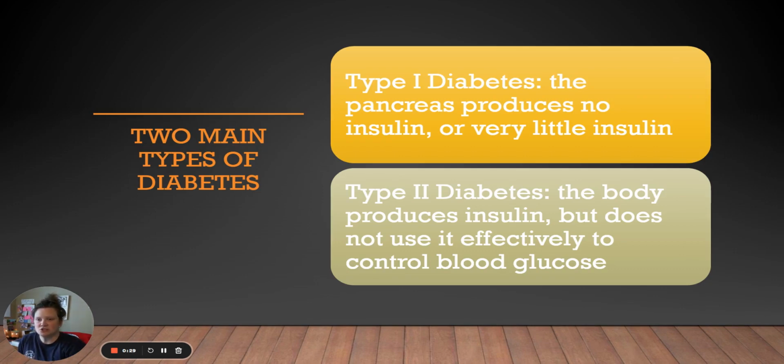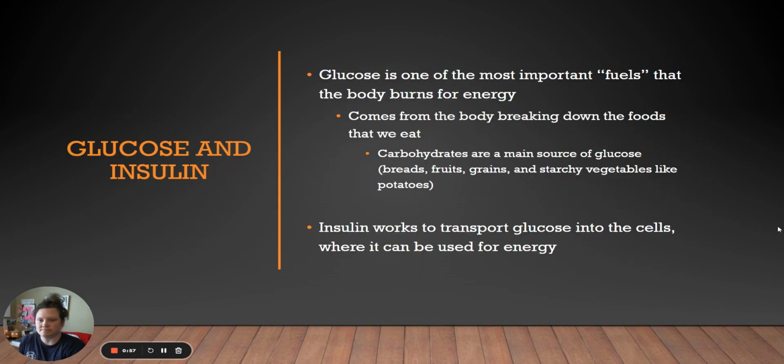So we'll start off with the two main types of diabetes. There's type 1 diabetes, where the pancreas produces no insulin or very little insulin. This one is usually diagnosed in childhood, and the person will have this for their entire life. Type 2 diabetes is one that happens over time. The body does produce insulin, but the pancreas can't use it effectively to control blood glucose.